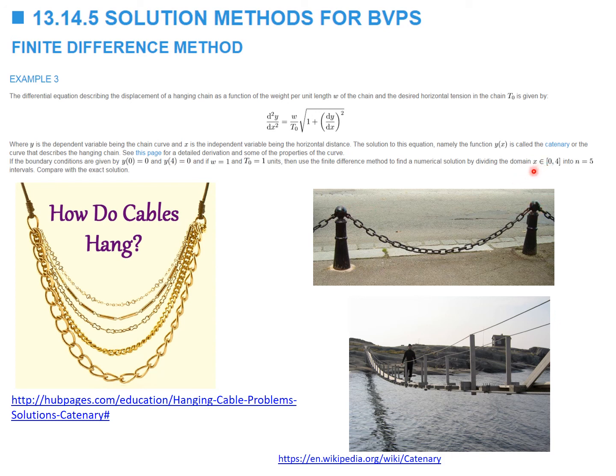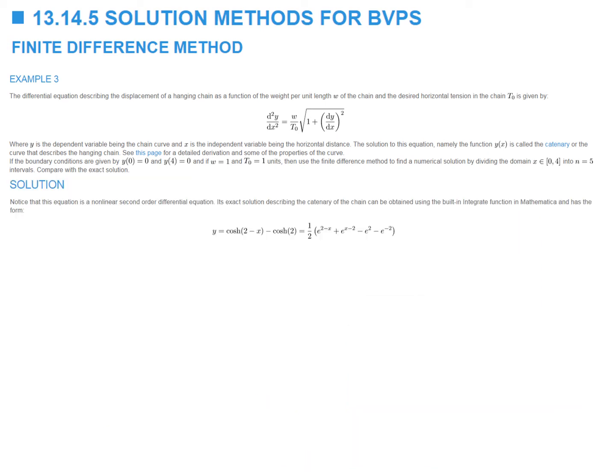So here we've got the length between the two posts as 4. X goes from 0 to 4, and we want to divide it into 5 subintervals. So basically, we'd like to find the location of y in actually 6 points. We're going to divide the domain into 5 subintervals. Therefore, we have 6 points. We have an exact solution for this problem. The exact solution is given by this equation. So once we find the solution, we can compare to this exact solution.